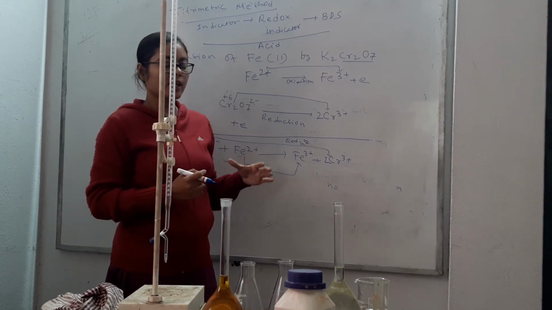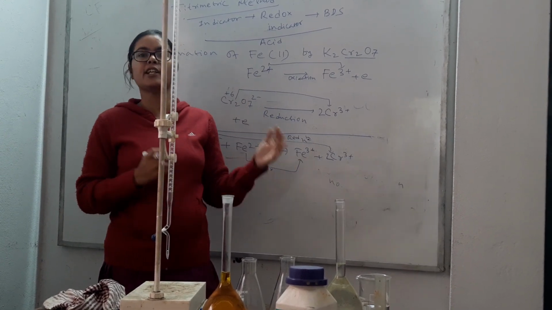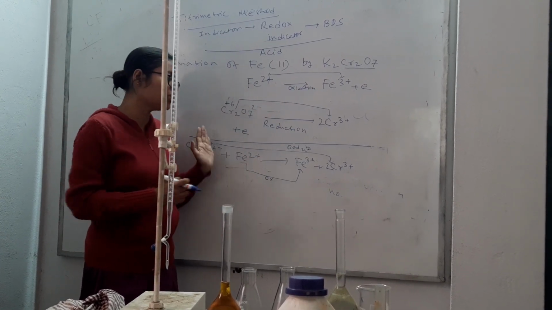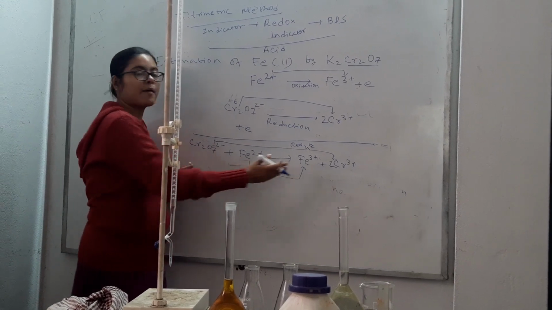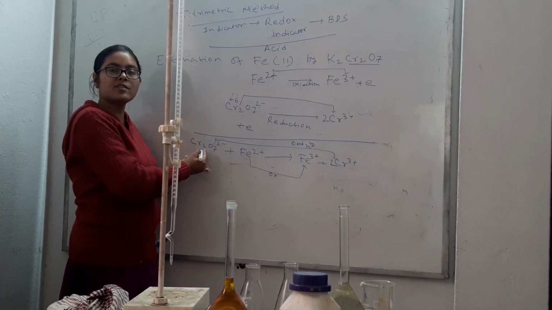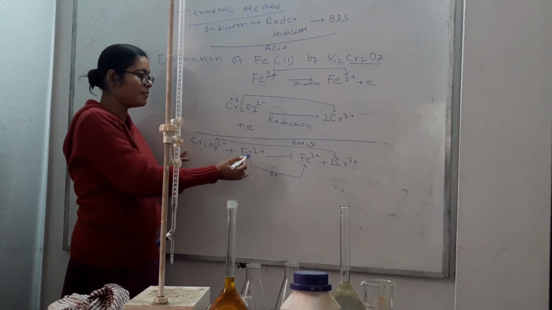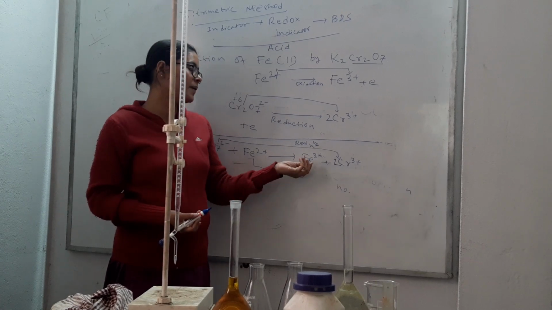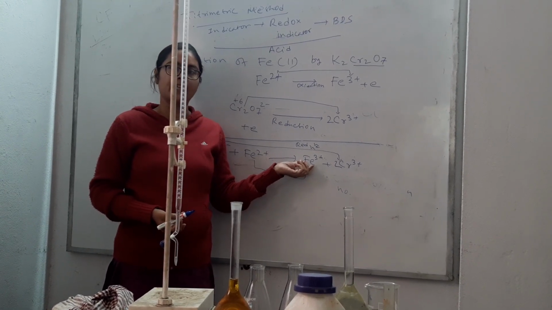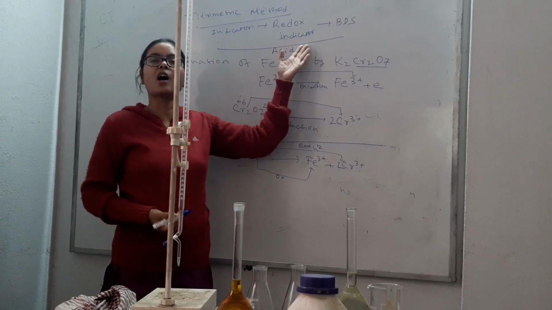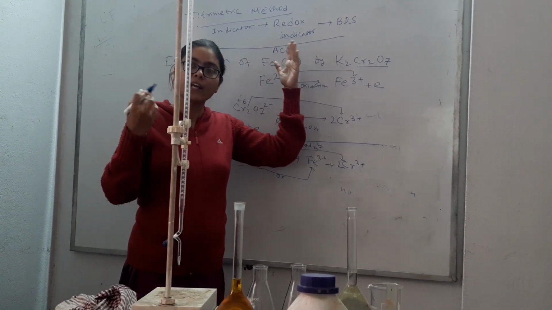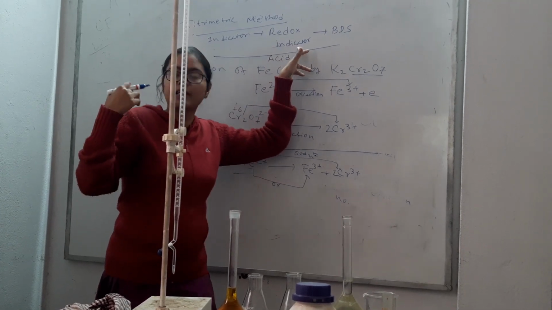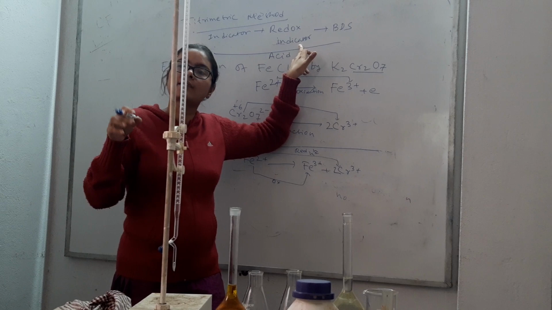So we are going to do the iron 2 versus dichromate titration. It is a redox titration. You can see the redox reaction happening here. Dichromate reacts with iron 2 plus and converts iron 2 plus to iron 3 plus. Now there is a problem: iron 3 plus has a distinct yellow color. We know that an indicator indicates the end point by changing its color.